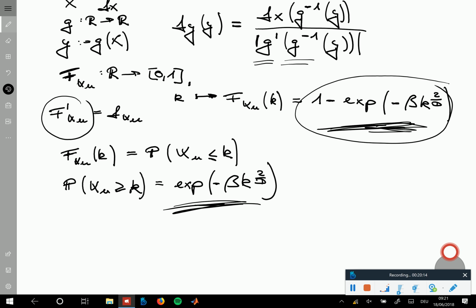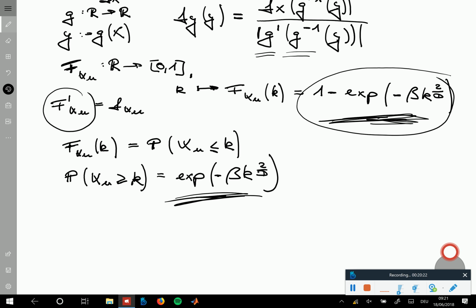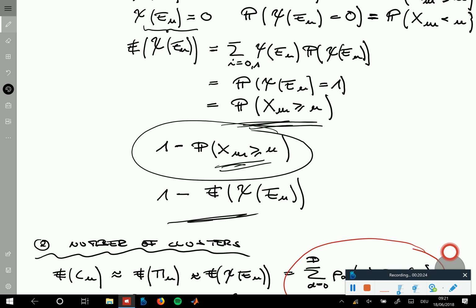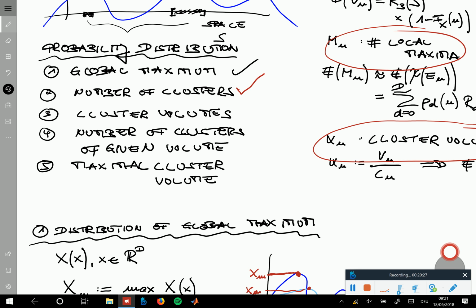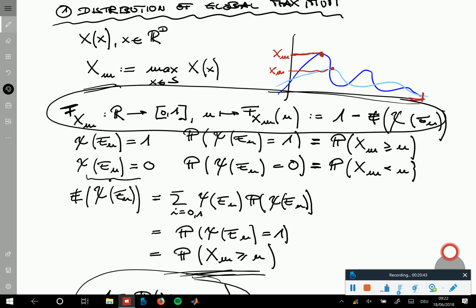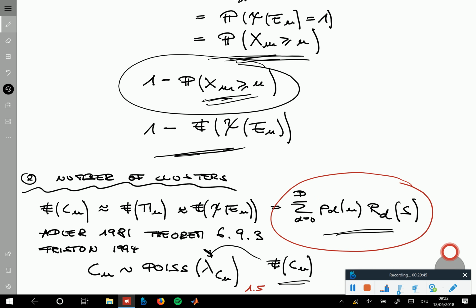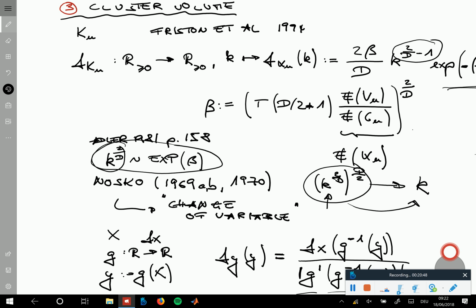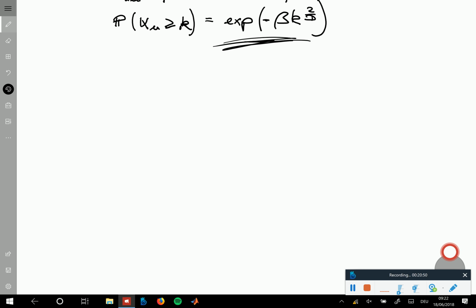So then we have now actually done the fundamental stuff, and then the next thing, because I'm clearest about it, is to discuss the number of clusters of a given volume, or more precisely of a volume larger than a constant, which we've just seen here.